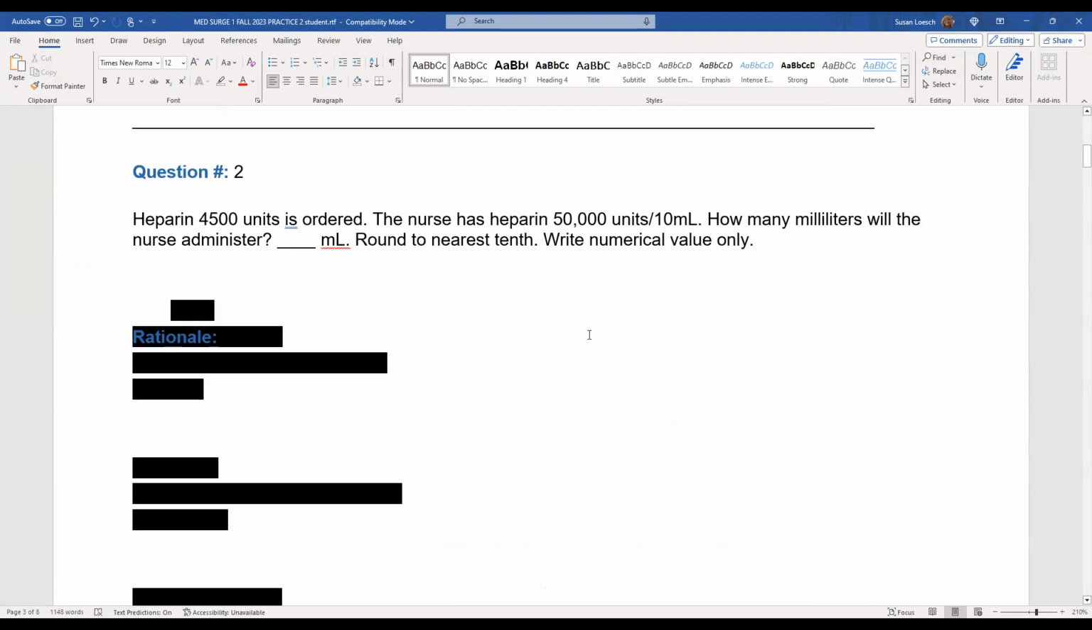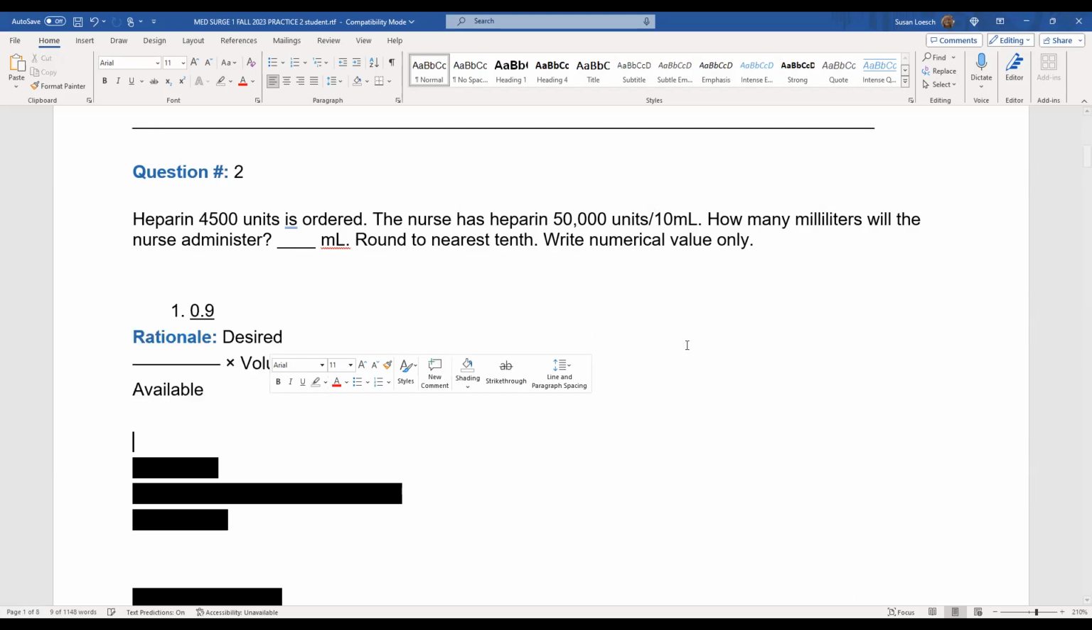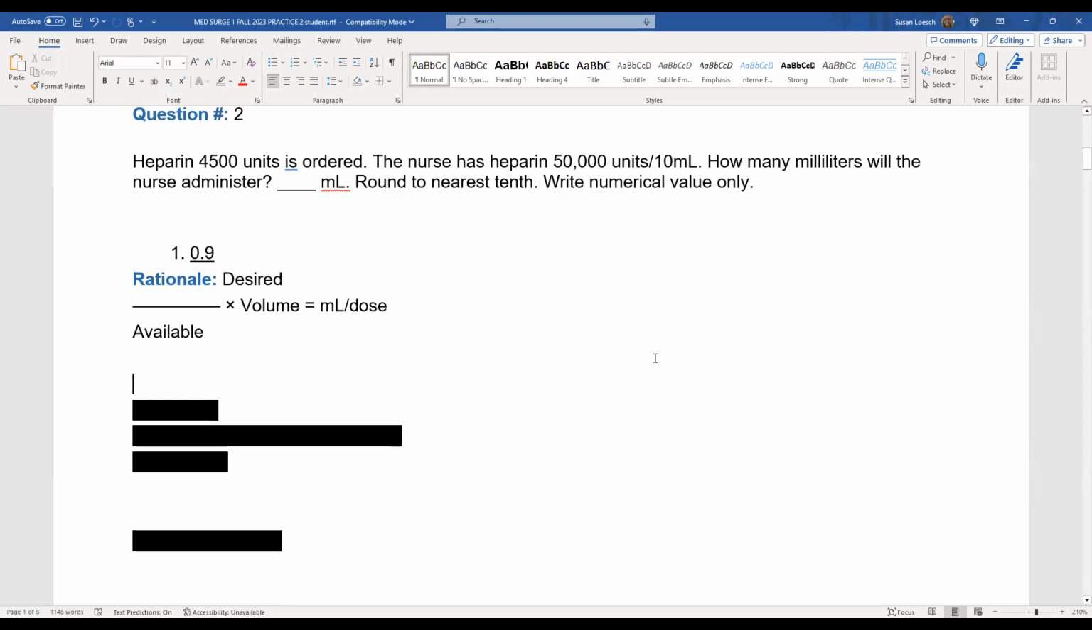All right, how about number 2? What's the formula here? Desired over have. Okay. Let's practice it. You want the answer? Yep, and I'm going to throw it up there. Everybody's good with that one? 0.9, is that what you got? Yes.